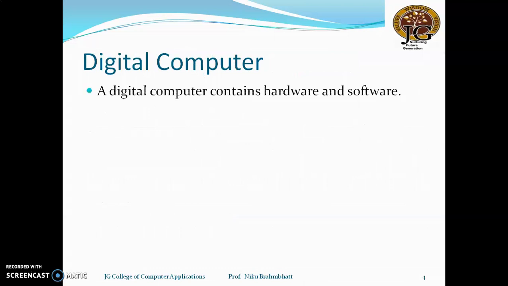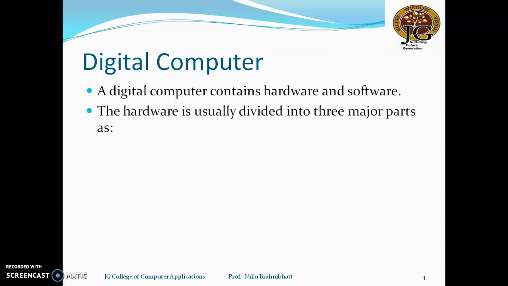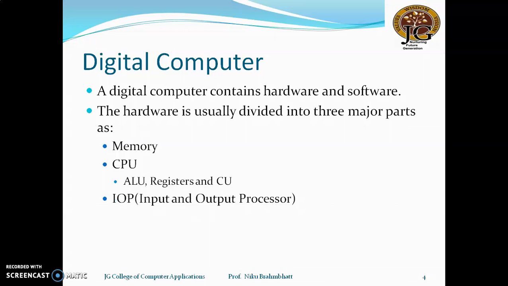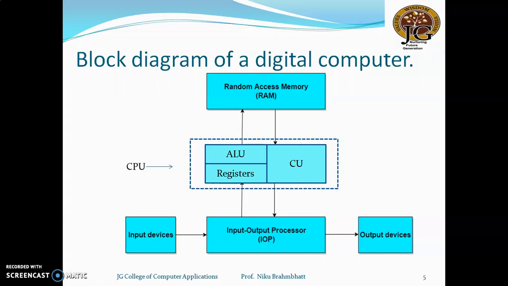Next, a digital computer contains hardware and software. This hardware is usually divided into three major parts as memory, CPU and IOP, that stands for input and output processor. CPU contains ALU, registers and CU, means control unit. So now let us see the use of these all parts one by one with the help of a diagram. This diagram is known as block diagram of a digital computer.